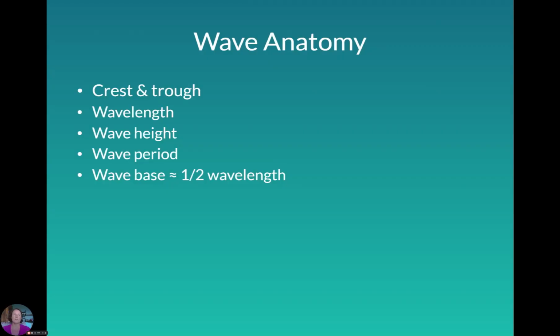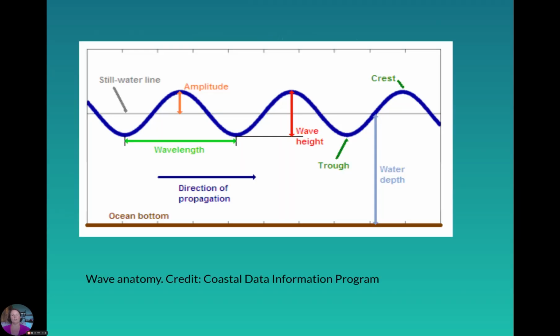So when we talk about the speed of a wave, we call it celerity because we can't talk about speed because the water's not actually moving. It's just energy moving. So that's something we'll talk about a little bit more later as well. And then the wave base is 1/2 the wavelength. So from trough to crest. And that's going to be important when we look at shallow water waves a little bit later.